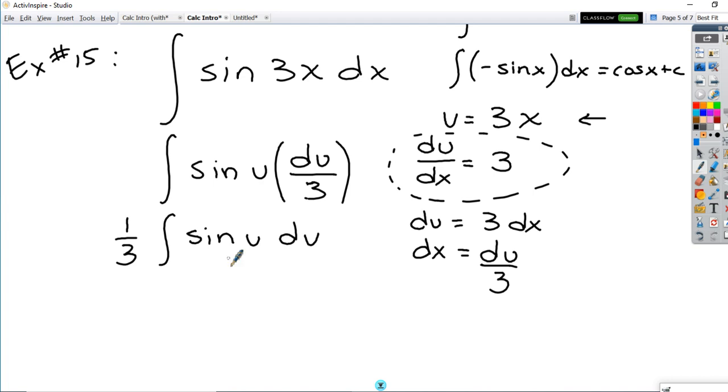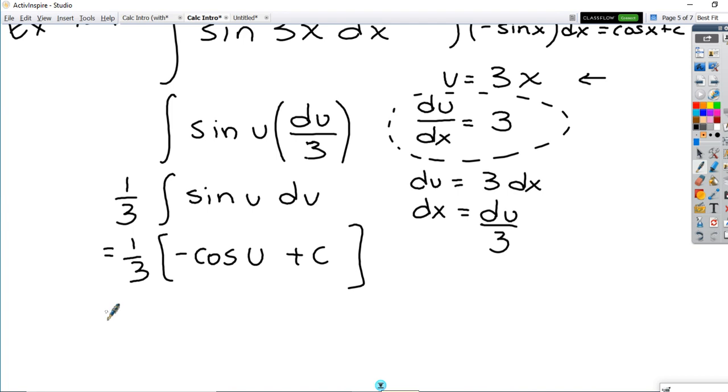And we know the answer to this problem. The 1/3 comes along for the ride, and we get sine, that's minus cosine u plus c. But where we had u now, we put back the 3x that we had before. And so we get minus 1/3 cosine 3x plus c. That's our integral. So that's how you use u sub for integrals.